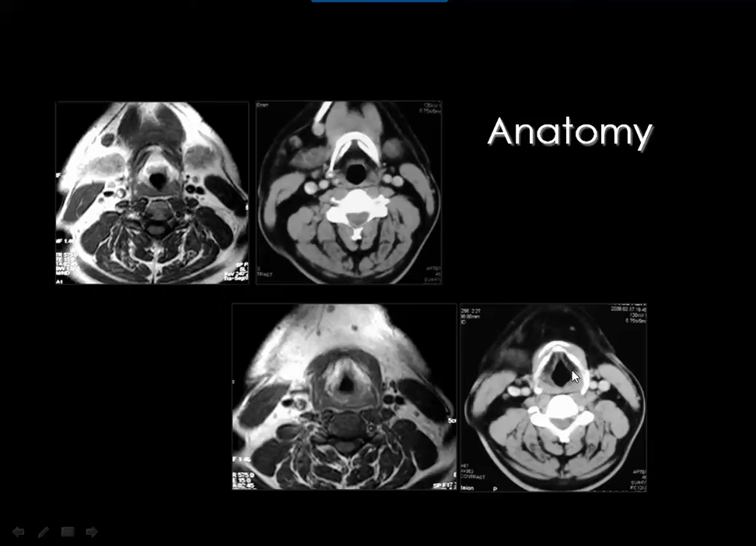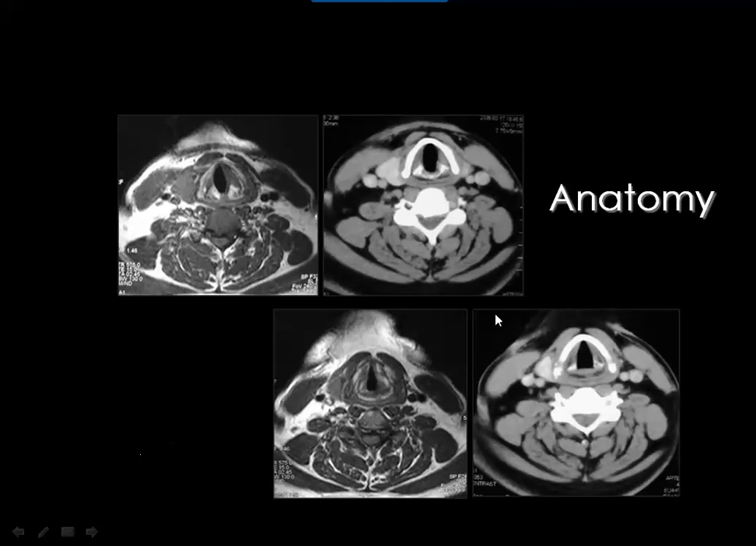And this is the false vocal cord by CT. The false vocal cord by MRI is a mucosal fold filled with fat. Then the true vocal cord by CT and the true vocal cord by MRI, the cartilage will show some high signal in the T1 weighted images.